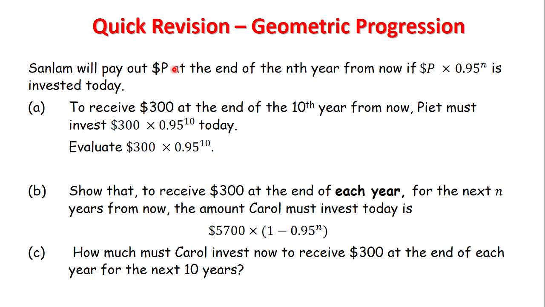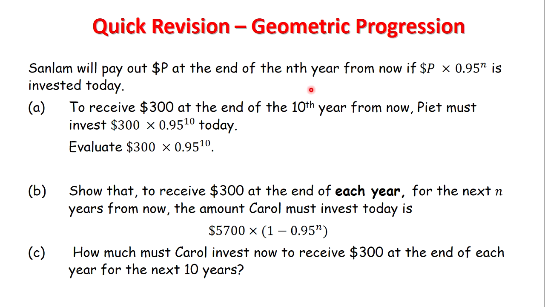Sanlam will pay out a certain amount, P. We don't know how much that amount is. This is what they're going to pay out at the end of the nth year from now. So that could be at the end of the 8th year, the 9th year, the 1st year, provided they will pay out that amount, which we must calculate, if the formula that you're going to get is that amount times 0.95 to the nth is invested today.